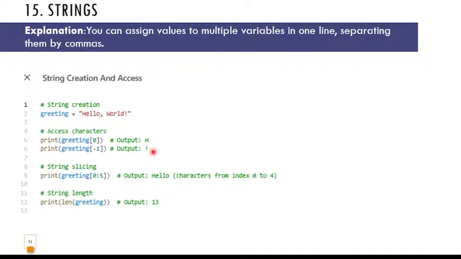String slicing. Print greeting 0 to 4, so the output is hell, characters from index 0 to 4. So if we write 0 to 5, it will give hello.